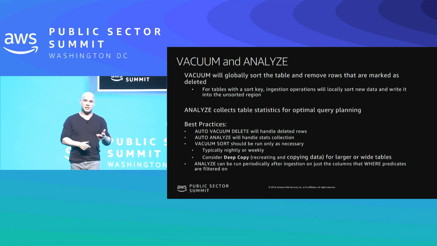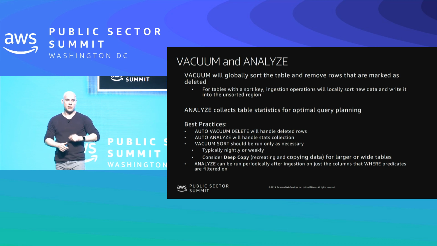Analyze is for collecting statistics on tables. This is where it samples a table, figures out things like cardinality and stuff. That has also been automated. So again, not something you need to worry about. So those two are completely done.